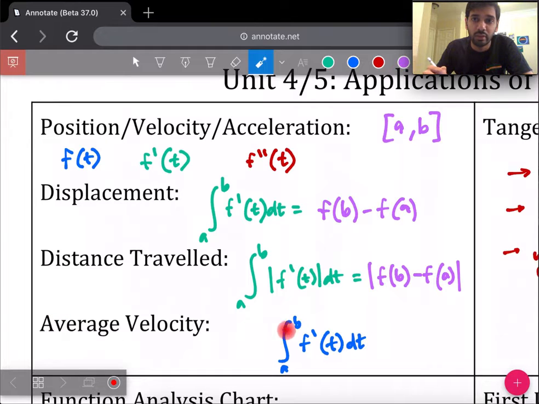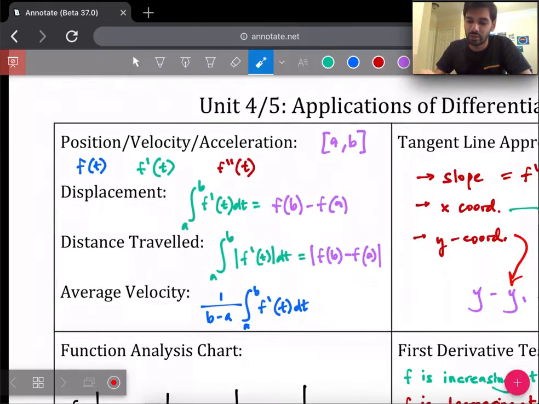In this time period, so we divide by the time that has elapsed. So you could put a 1 over b minus a in front. And this is also the formula for the average value of a function. So if you want to find the average value of something, you integrate it, and then you divide by the bounds subtracted. So there's the first box with position, velocity, and acceleration. That's one application of differentiation.